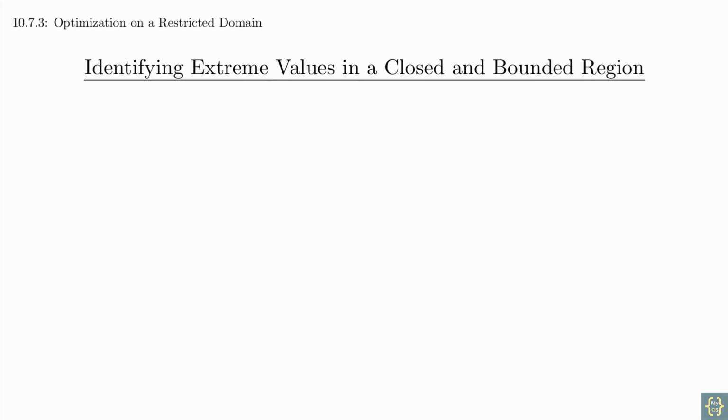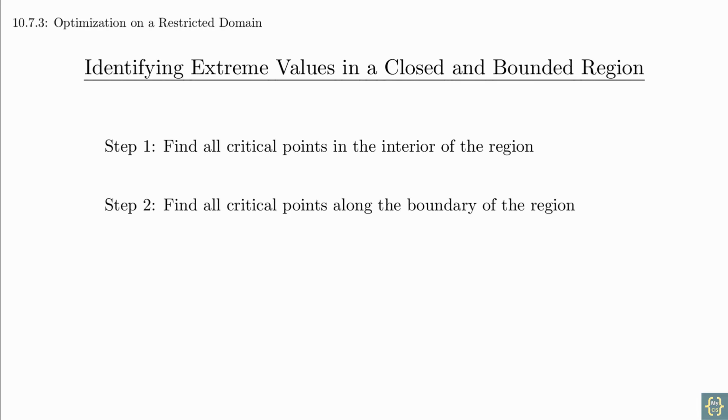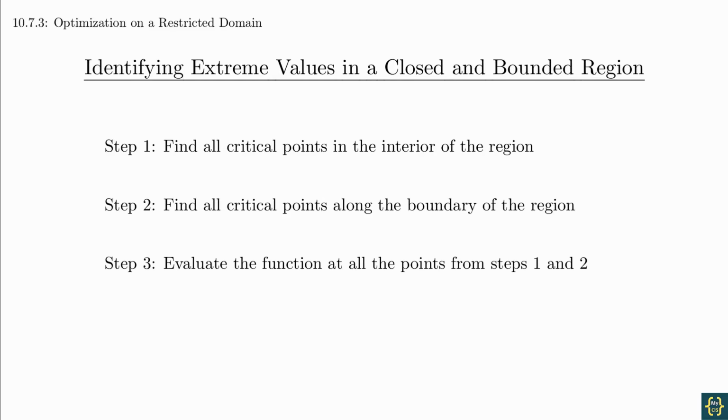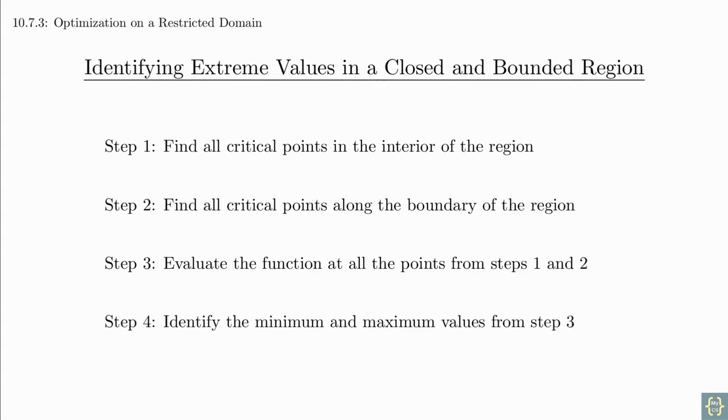The book provides a 4-step process for identifying the minimum and maximum of a function on a closed and bounded region. Step 1. Find all critical points in the interior. Step 2. Find all the critical points on the boundary. Step 3. Evaluate the function at all the points from the first two steps. Step 4. The minimum and maximum are the smallest and largest values from step 3.